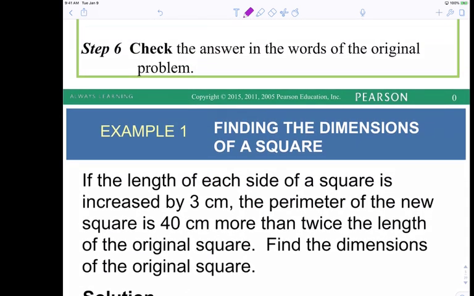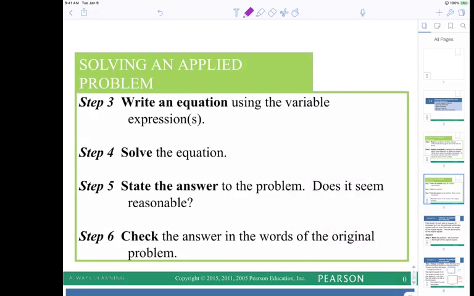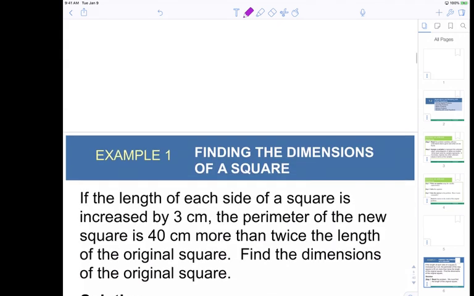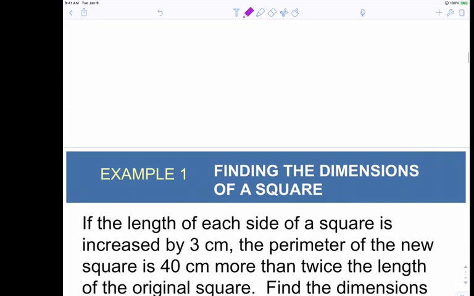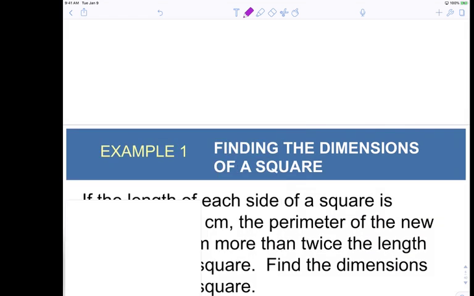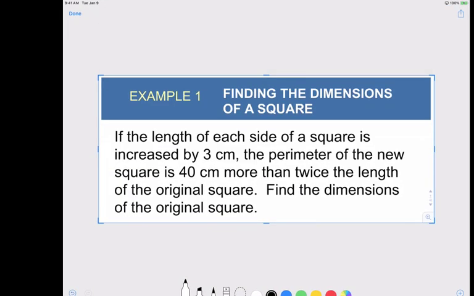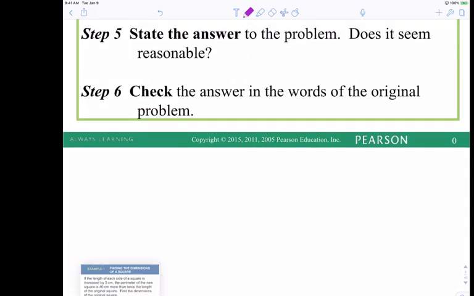All right, here's an example of finding the dimensions of a square. It says the length of each side of a square is increased by 3 centimeters. The perimeter of the new square is 40 centimeters more than twice the original square. Find the dimensions. Okay, let's paste the blank page there. But I don't want to see the solution. We're going to get a copy of this, and I'm going to drop this here. So this is just a reference for us to kind of ping pong back and forth.